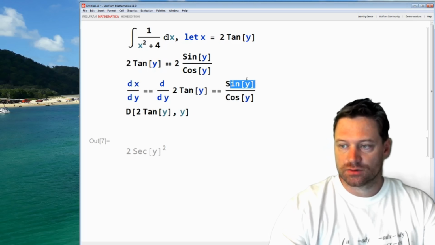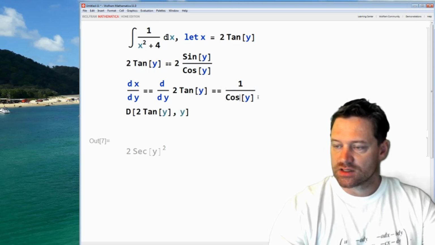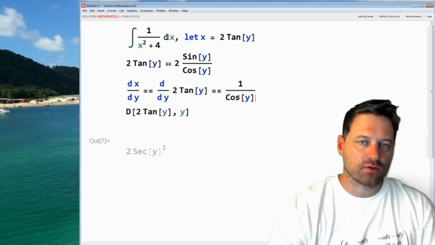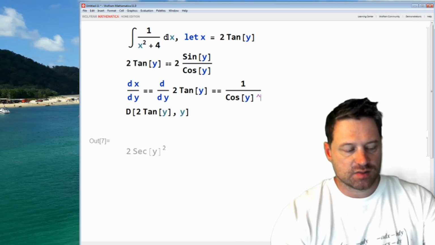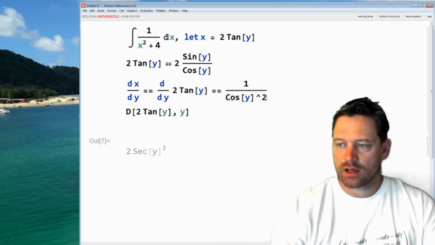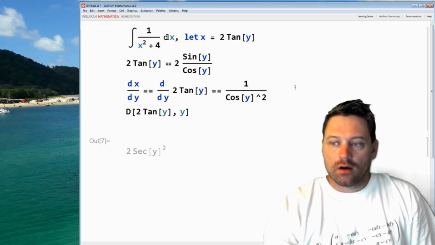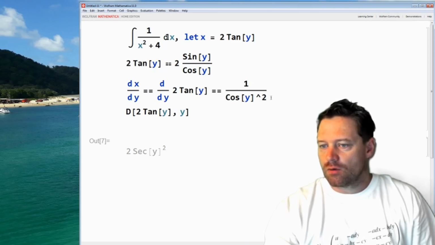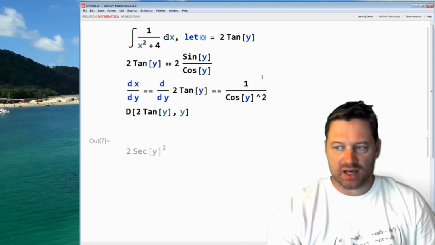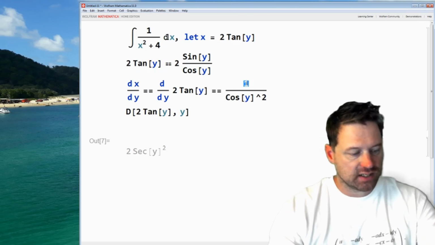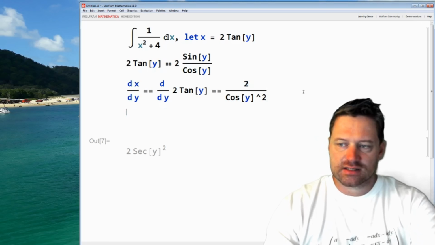Okay, so I'll copy and paste and enter. So this is 1 on cos. Now often when you write this by hand you will write cos squared y, but I'll just put the squared part right there, and what I mean is to square the whole cos. Okay, so now I've differentiated x with respect to y. Oh, whoops, we need the 2, okay. And now I'll get rid of this.